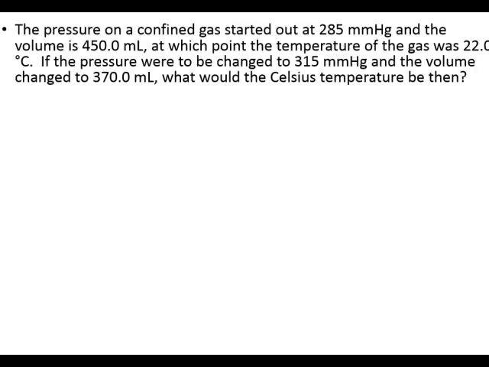Here I have the pressure on a confined gas started out at 285 millimeters of mercury, and the volume is 450 milliliters, at which point the temperature of the gas was 22 degrees Celsius. If the pressure were to be changed to 315 millimeters of mercury and the volume changed to 370 milliliters, what would the Celsius temperature be then? So we have pressure, volume, and temperature, which means we need the combined gas law, all three variables.